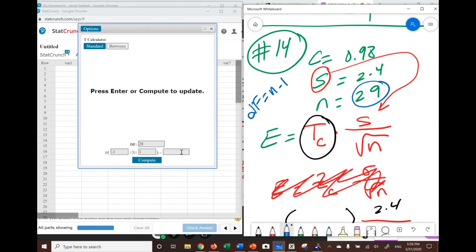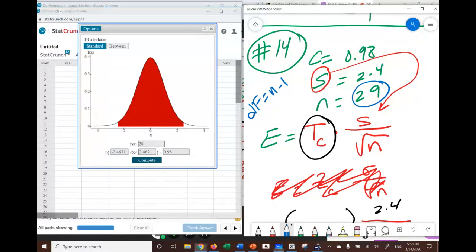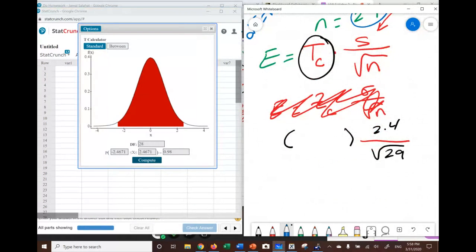And then we go back to the confidence level, which is 98%. It is given. So we hit that compute, and that should give us the T, 2.4671. That is the T critical. We find it here in the graph.